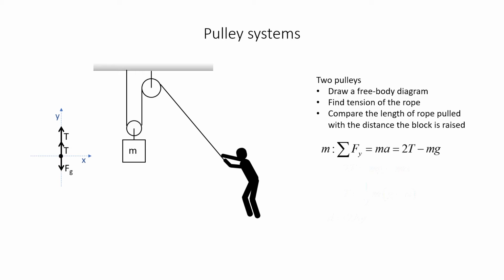We do our net force equation for this system. Sum of forces in the y direction equals ma, keeping a the same as we had before. And now it equals 2T minus mg.